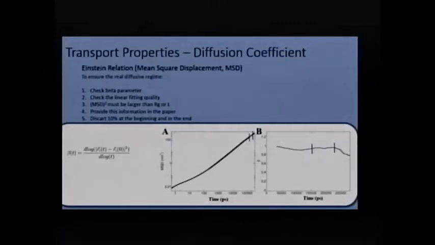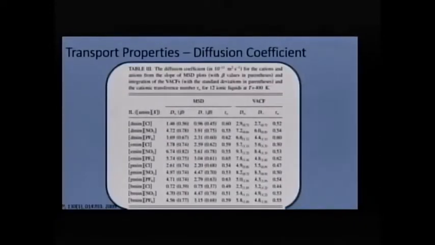And always discard the first 10 picoseconds of the simulation and the last 10, because at the end it's too noisy and at the beginning it's just the start. So 100% certain there is no linear regime here. And if we go back to the table and look now at the beta parameter, we see that it is far away from 1. So this is why they see a huge difference between VACF and MSD, because this is not in the linear regime.